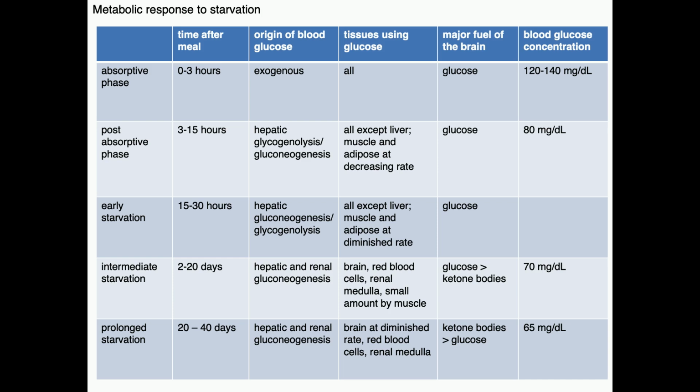So the tissues using glucose here, red blood cells, these are the ones that are really the rationale for why we have this gluconeogenesis happening, because red blood cells are committed to glucose metabolism as their only source of ATP.